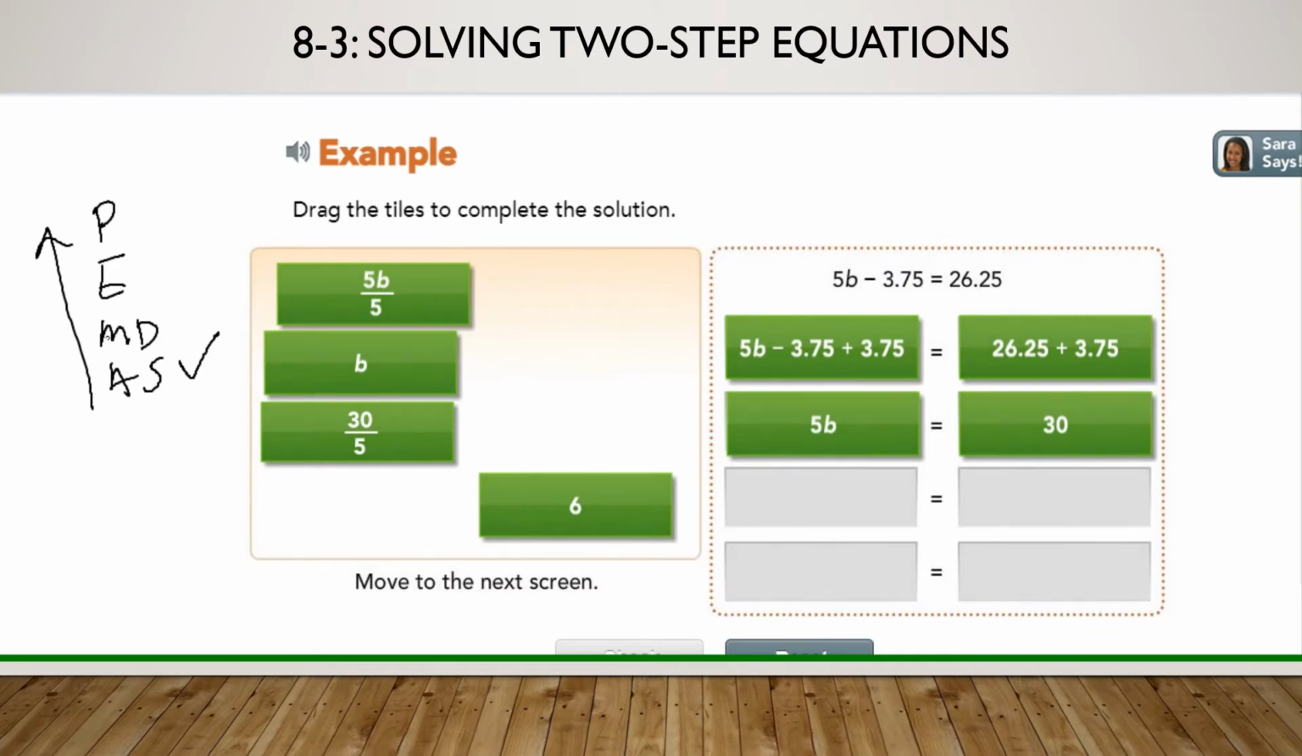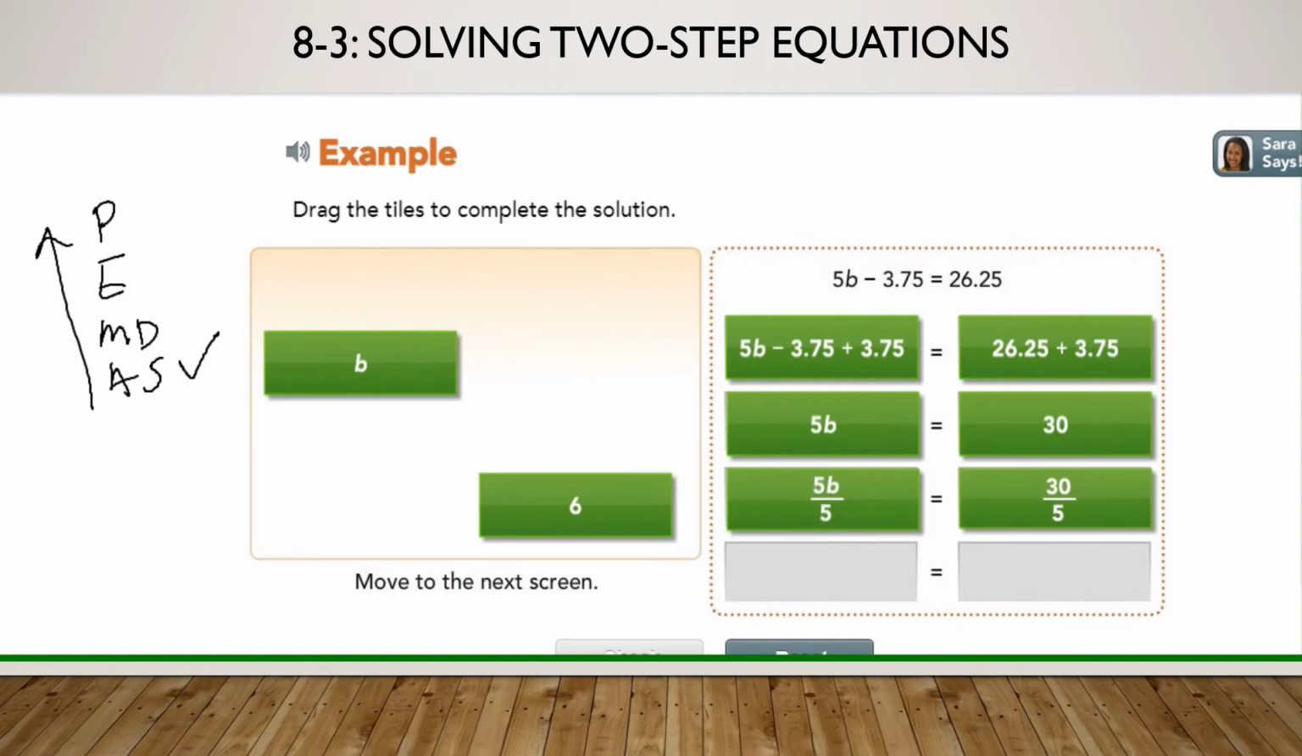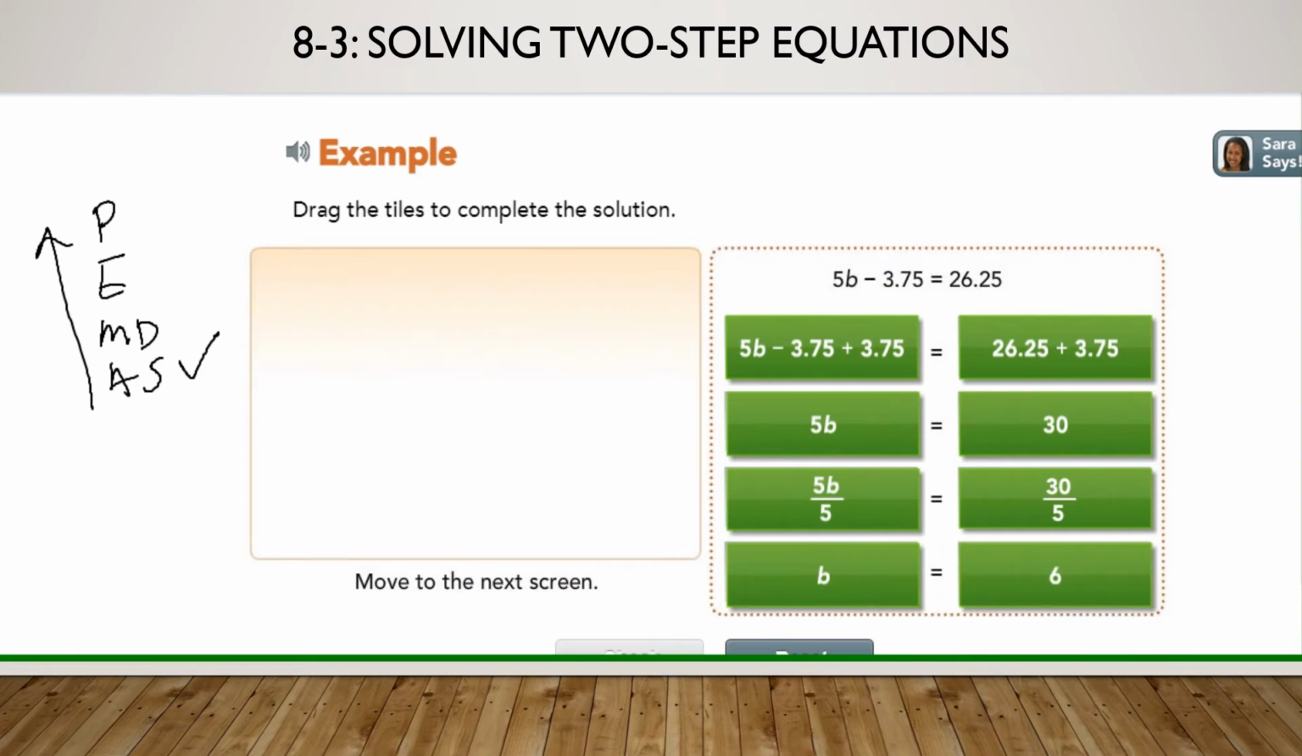Now we have to undo multiplication and division. So here, this 5, what do we have to do to isolate the variable? Well, we're going to have to divide by 5 because that 5 in the variable is connected through multiplication, and the inverse of multiplication is division. So you have to divide 5 on both sides. So that's dividing 5b by 5, and this is dividing 30 by 5. Now all we have to do is simplify 5b divided by 5, it is b, and 30 divided by 5, it is 6.